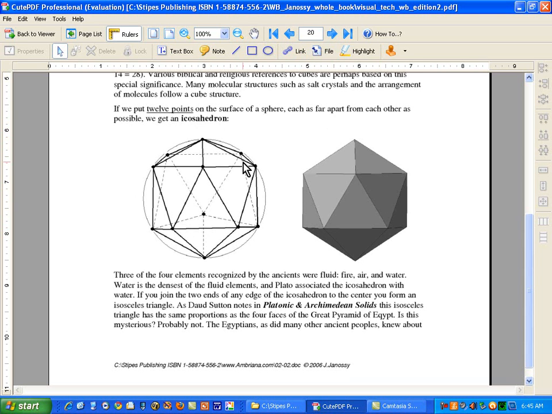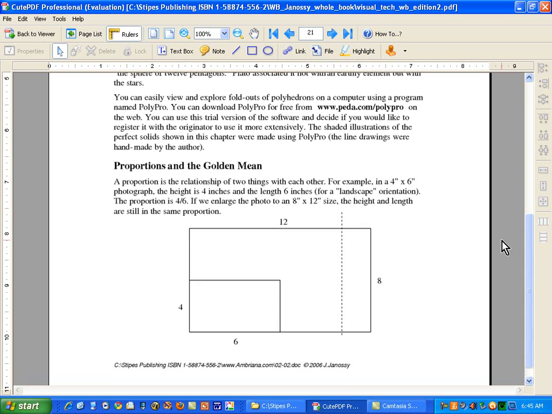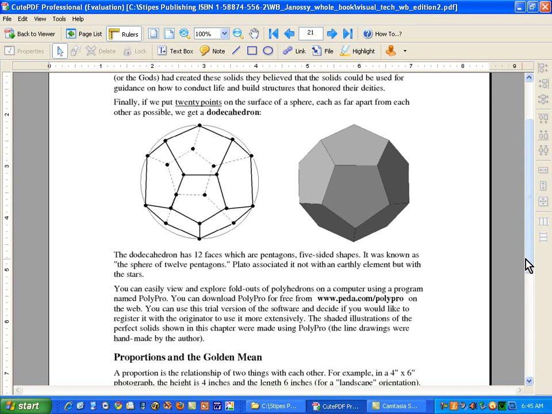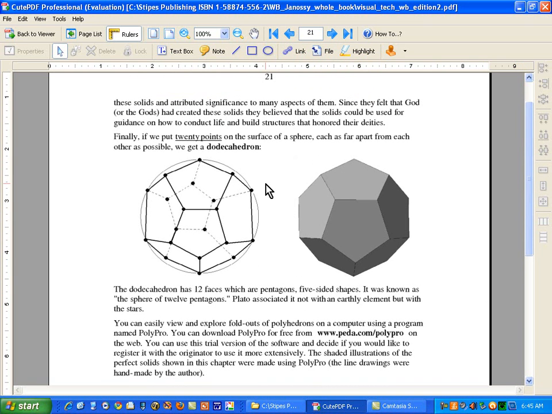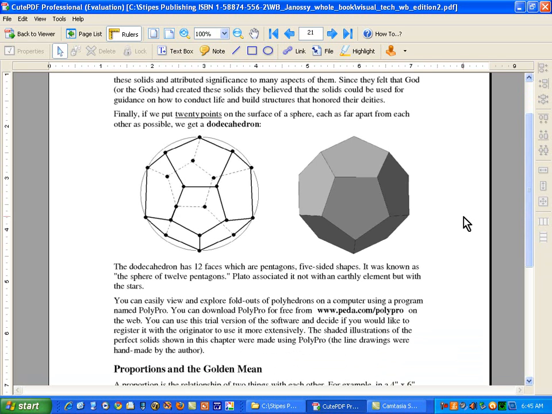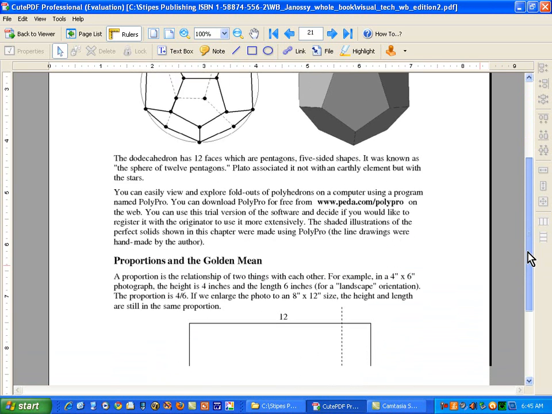Here we have an icosahedron, and dodecahedron. And there's another shape in here too, a cube, which I didn't show in the slides, but which definitely exists as one of the 5 perfect solids.